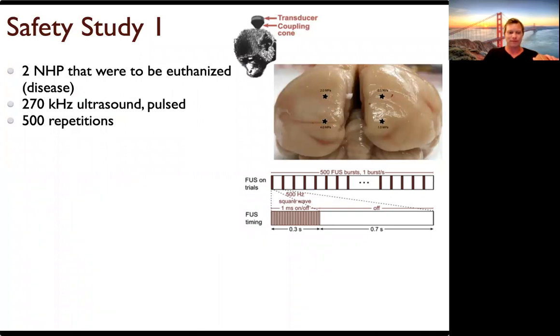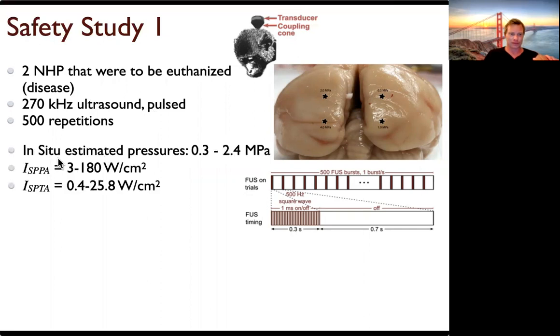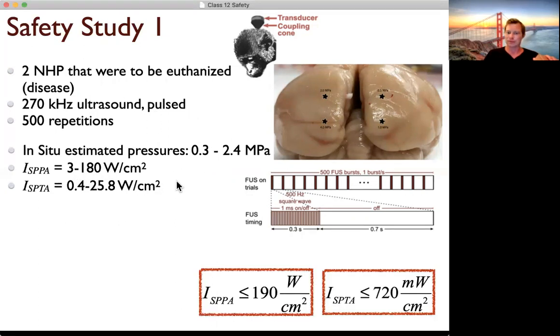Our methods are very similar here in that we looked at H&E histology, just like the last couple of papers did. Here we looked at two different non-human primates. They had to be euthanized because they had a disease. And we just sonicated the back of the brain, around visual cortex, using a lower frequency ultrasound. It was pulsed and 500 repetitions. We just put the transducer on, sonicated, and then estimated what the in situ pressures must have been. And from that, we could calculate the ISPPA and the ISPTA.